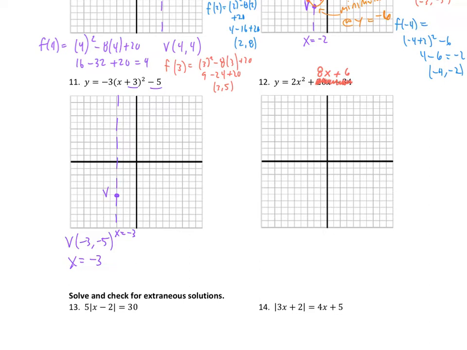So, for fun, I'll plug in -2 this time. So -3 times -2 plus 3 squared minus 5. So -2 plus 3 is 1. 1 squared is 1. So I get -3 times 1 minus 5. So -3 times 1, of course, is -3. Minus 5 is -8. So that was at -2, -8.